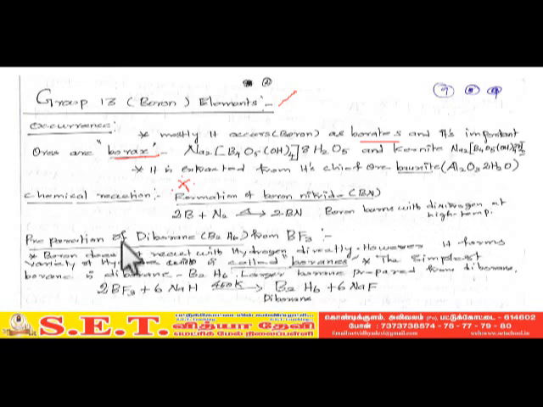And preparation of diborane from boron trifluoride. The ore borax, again listen, the molecular formula of borax is Na2B4O5(OH)4·8H2O, not O7, only H2O.